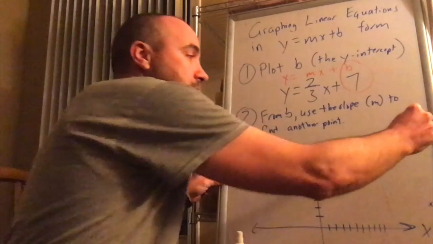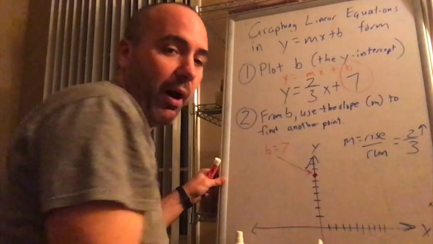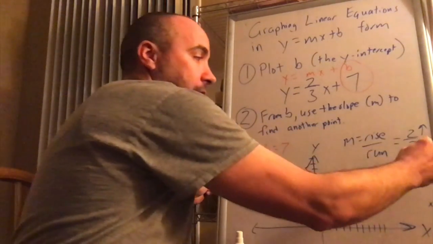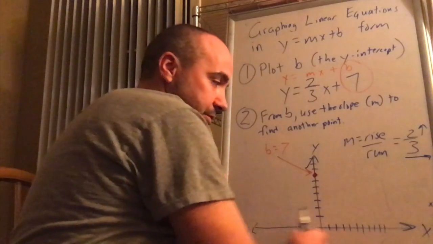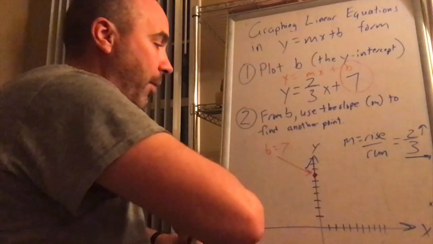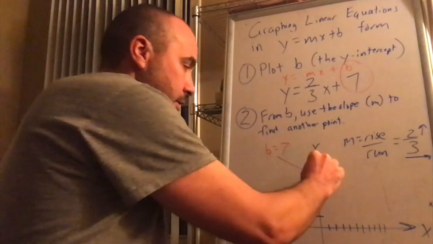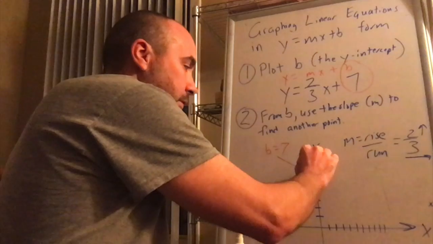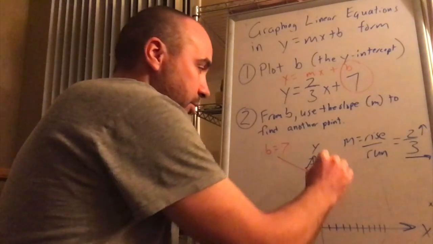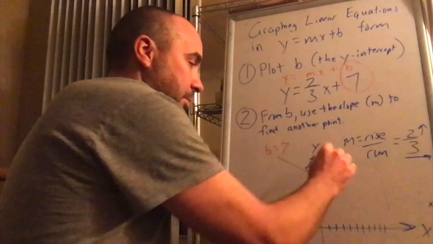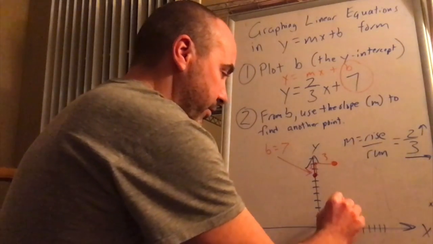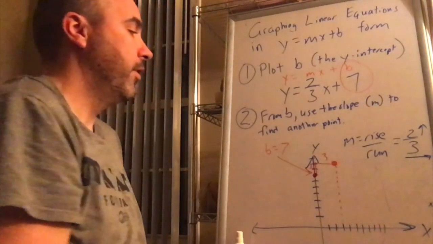So this just means from B, since 2 is positive, and in the y direction going up is positive, we're going to go up 2, and then 3 is positive, and in the x direction going to the right is positive. So from here, we are going to go up 2. So up 2 this way, 1, 2, and then over 3 this way, 1, 2, 3. And we're just going to pretend that that matches up. And we're going to have a second point there.